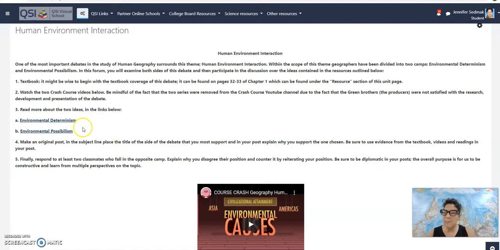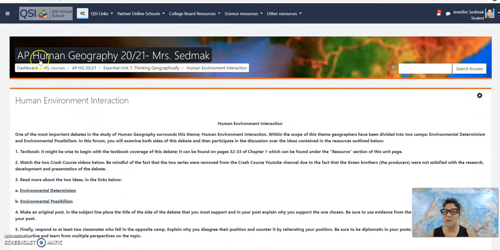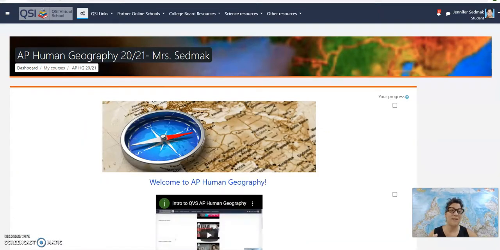So after you look at both articles and after you listen to both videos, then you have to make an original post. Make sure that you place in the subject line the side of the debate that you most support, and give a reason why you support that position. And one important feature of this is that you discuss this debate with each other. So make sure that you respond to at least two of your fellow classmates with constructive posts.